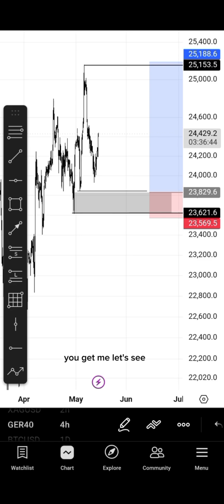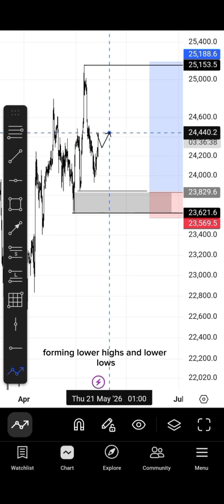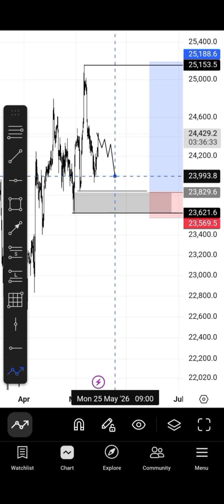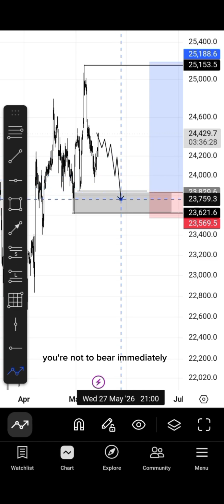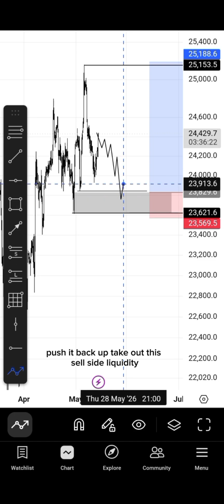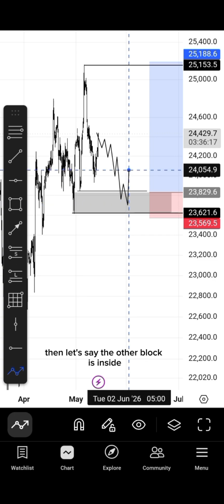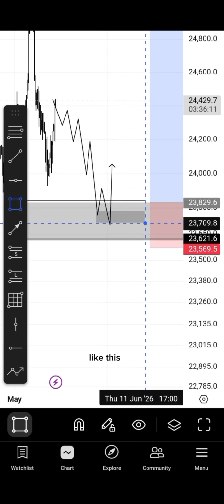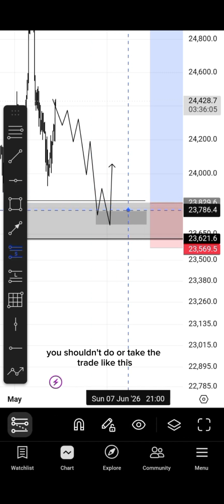You get me? Let's say market comes down like this, forming lower highs and lower lows. It taps into the POI. You're not to buy immediately. Wait for confirmation, and the confirmation could be like this: push back up, take out this liquidity, push back up again. Then let's say the order block is inside like this. You shouldn't take the trade like this.